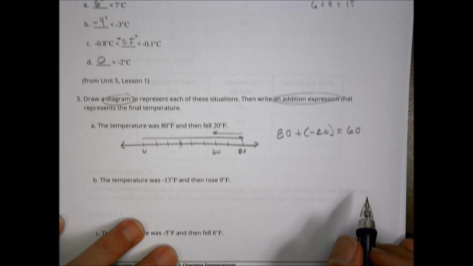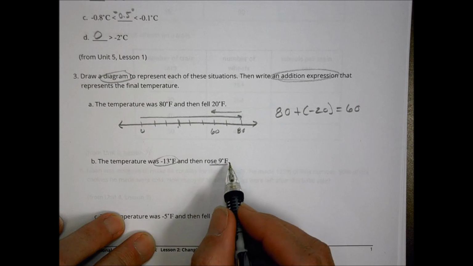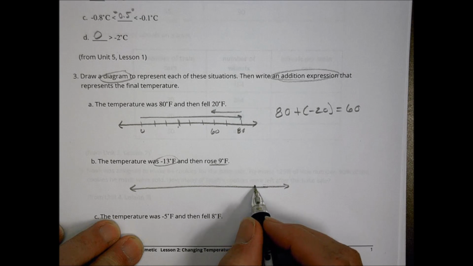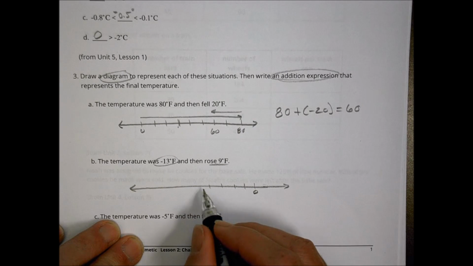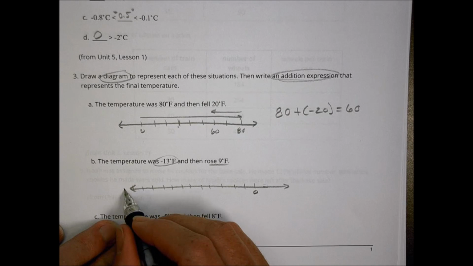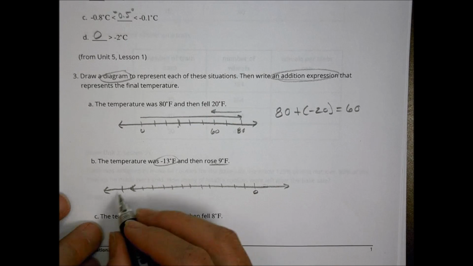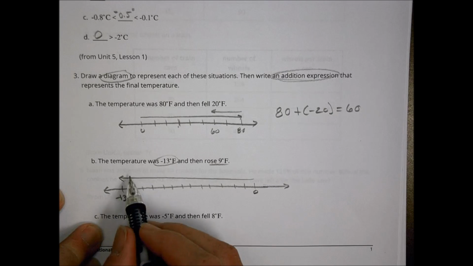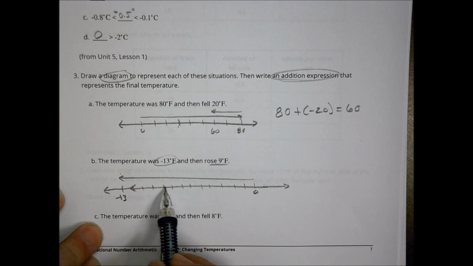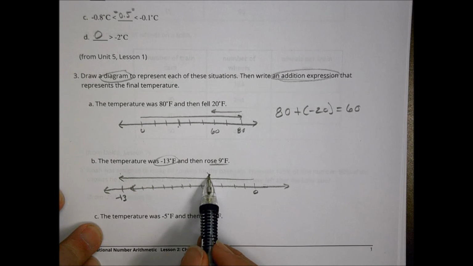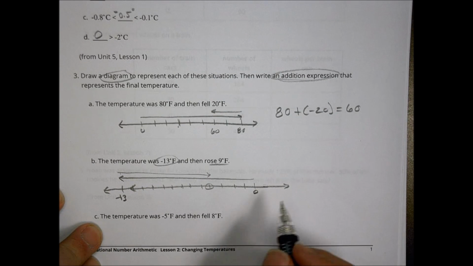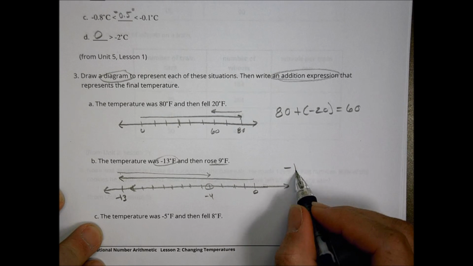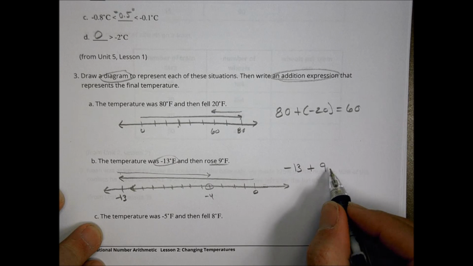Okay. Next one, temperature was -13 and then rose 9 degrees. So here's our number line here. We'll put 0 there, and we'll go down 1, 2, 3, 4, 5, 6, 7, 8, 9, 10, 11, 12, 13. Sorry, should make it a little better. So here's -13 there. So we went down to -13, and then it rose 9. So we have 1, 2, 3, 4, 5, 6, 7, 8, 9 up to here. Rose 9. So what is that value there? And 1, 2, 3, 4, we're at -4. So as an equation, we have -13 plus 9, which equals -4.